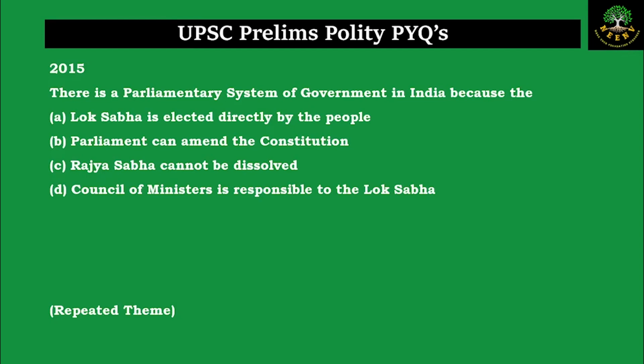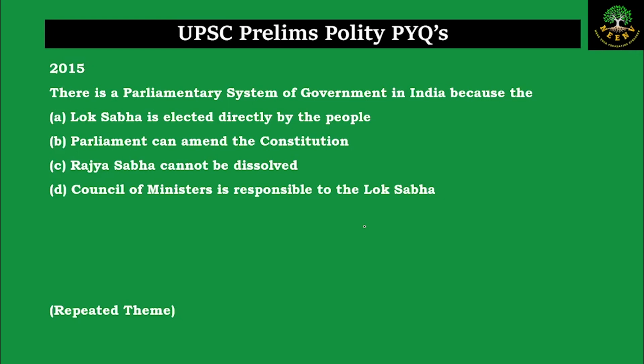Let us discuss the next question. This is from 2015. There is a parliamentary system of government in India because A. the Lok Sabha is elected directly by the people. B. Parliament can amend the constitution. C. The Rajya Sabha cannot be dissolved. D. Council of Ministers is responsible to the Lok Sabha. If you look at the statements, the Lok Sabha is directly elected by the people. Yes, this is a correct statement. Parliament can amend the constitution. Yes, the parliament has the powers to amend the constitution, but keeping in mind the basic structure of the constitution. So that is also a true statement.